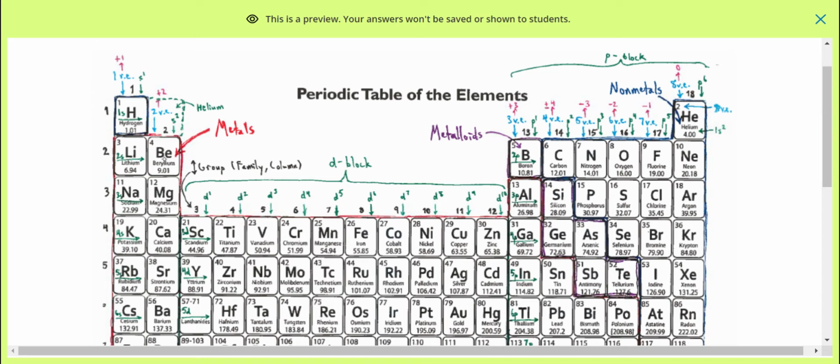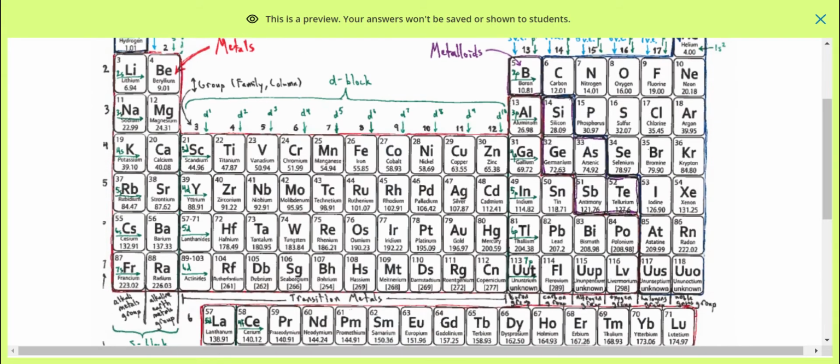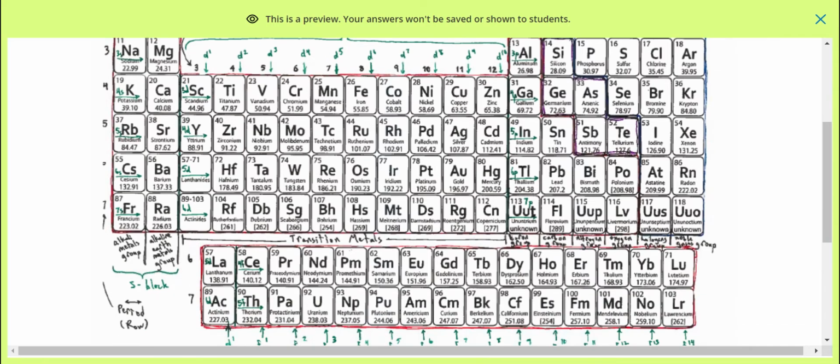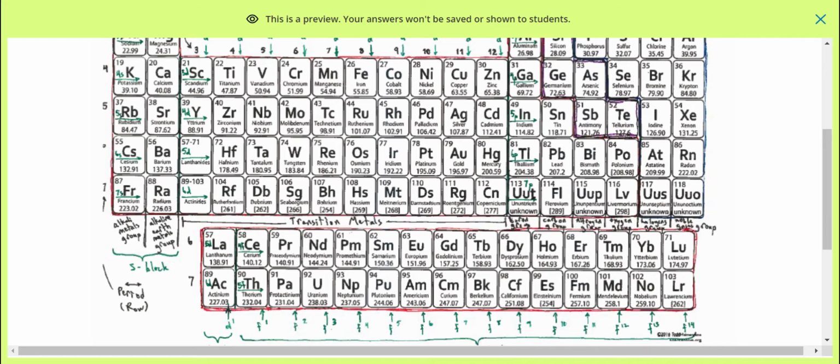So lithium, sodium, potassium, beryllium, magnesium, calcium, everything in columns 1 and 2 except for hydrogen is going to be a metal. Everything in this middle section of the periodic table we've been calling the D block is also referred to as the transition metals. Those are all going to be metals. These guys down here, sometimes called the lanthanides and the actinides, part of the F block, are all also transition metals.